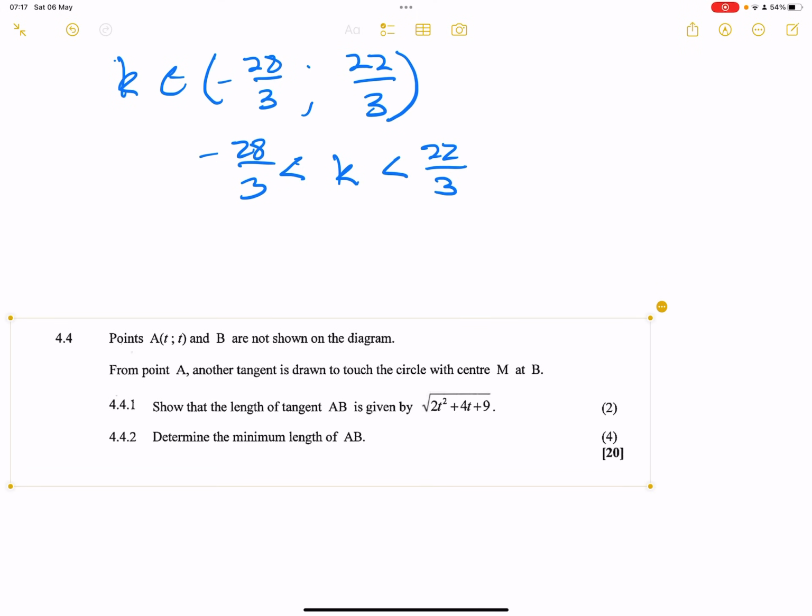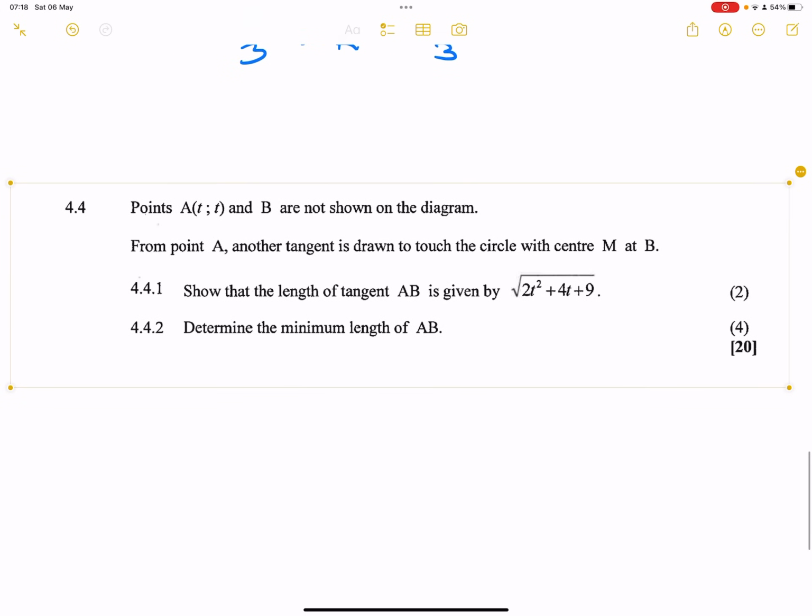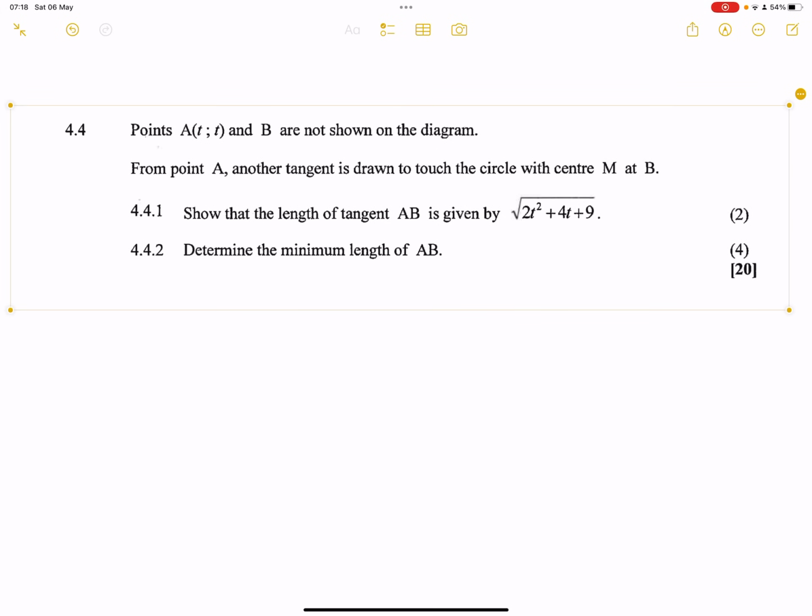As we move on to the next part of this question, let me just zoom in a little bit. Now they say to us, we've got point A, which is T and T, and B are not shown in the diagram, so it's a random point. From point A, another tangent is drawn to touch the circle with center M at B. Show that the length of the tangent AB is given by that expression.